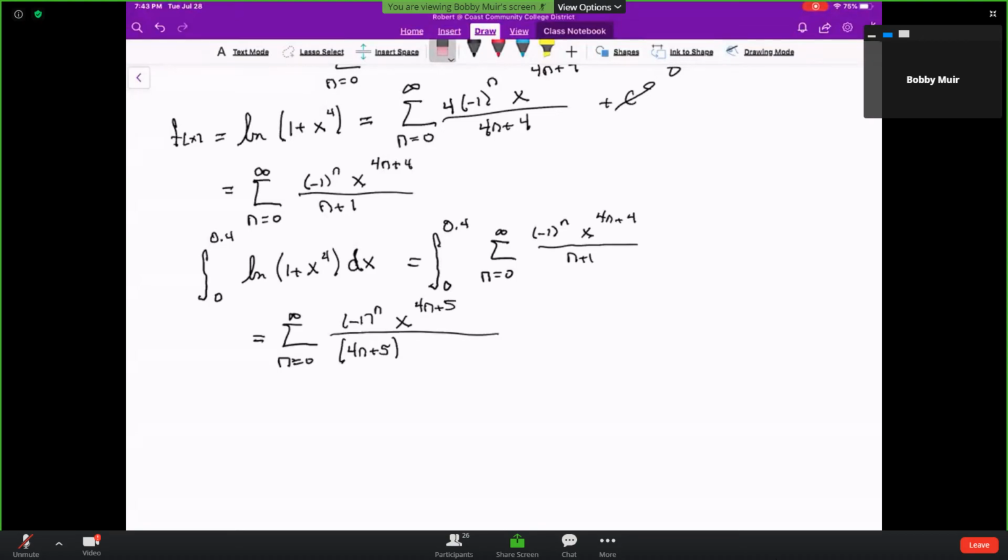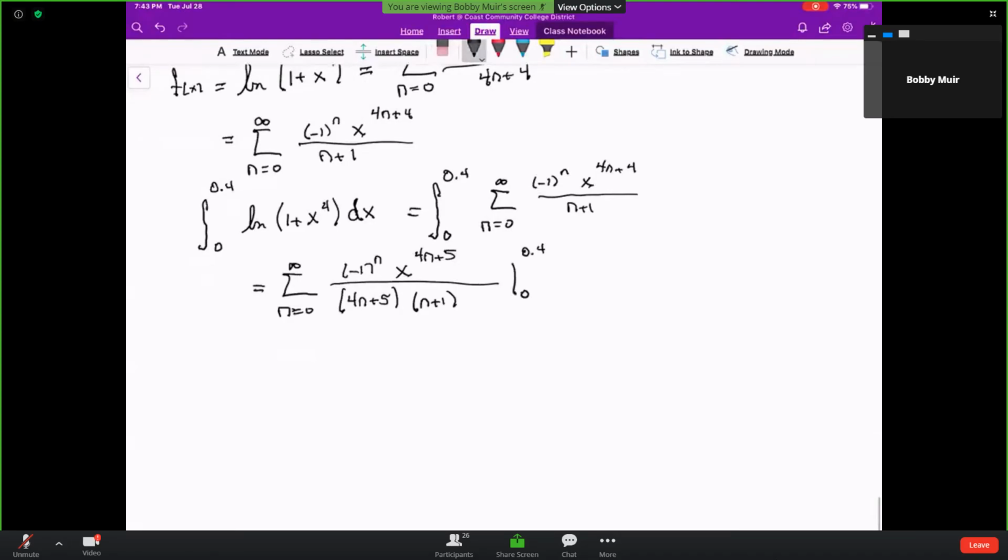Okay, so here's my integral, times the n plus 1, and I have to evaluate it at 0 and 0.4, so that's 2/5. So this is the sum, n equaling 0 to infinity, of negative 1 to the n, 2/5 to the 4n plus 5, divided by 4n plus 5, and then times n plus 1.